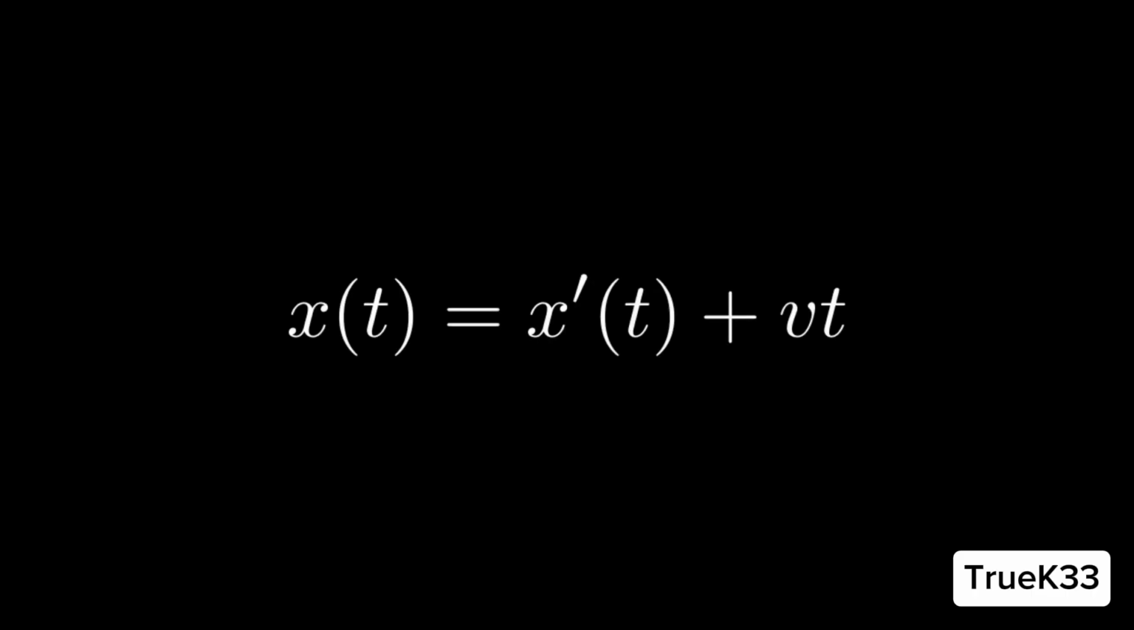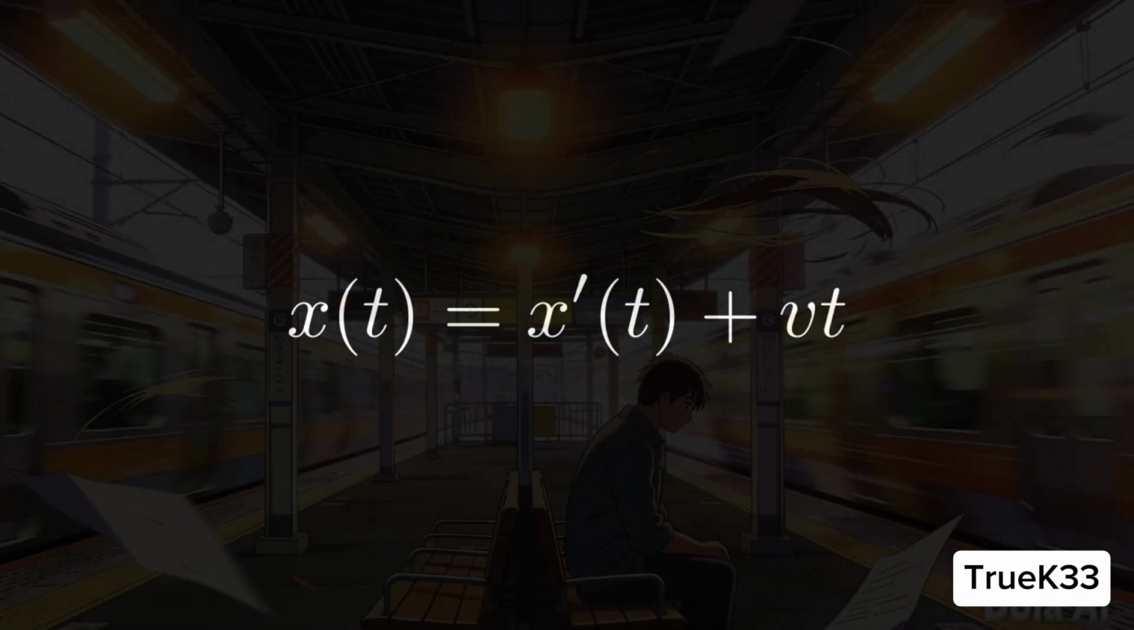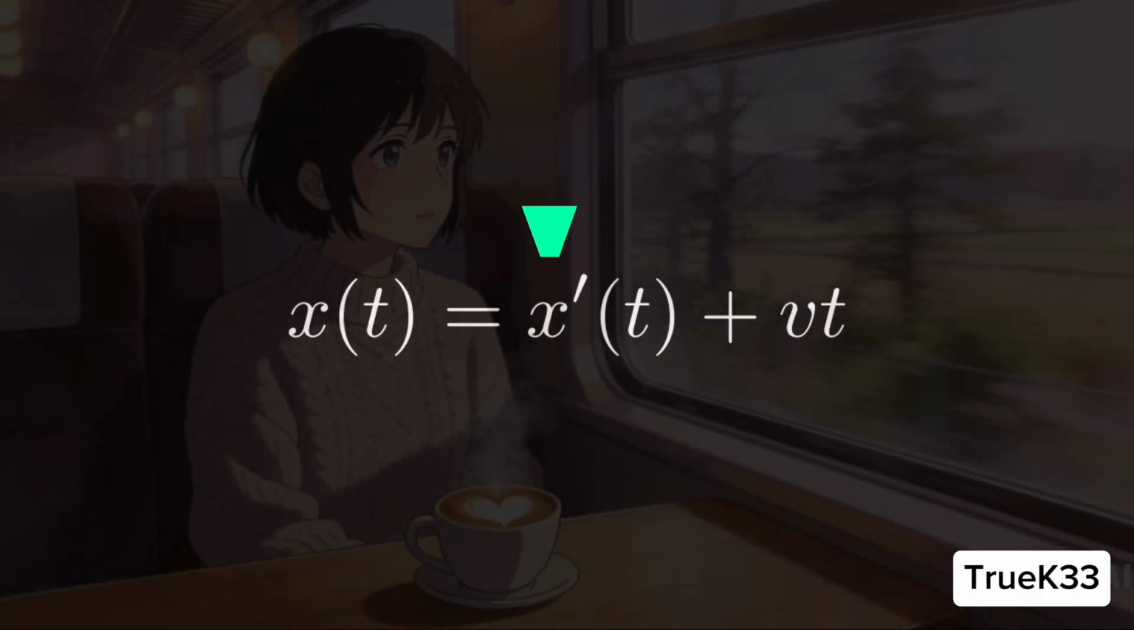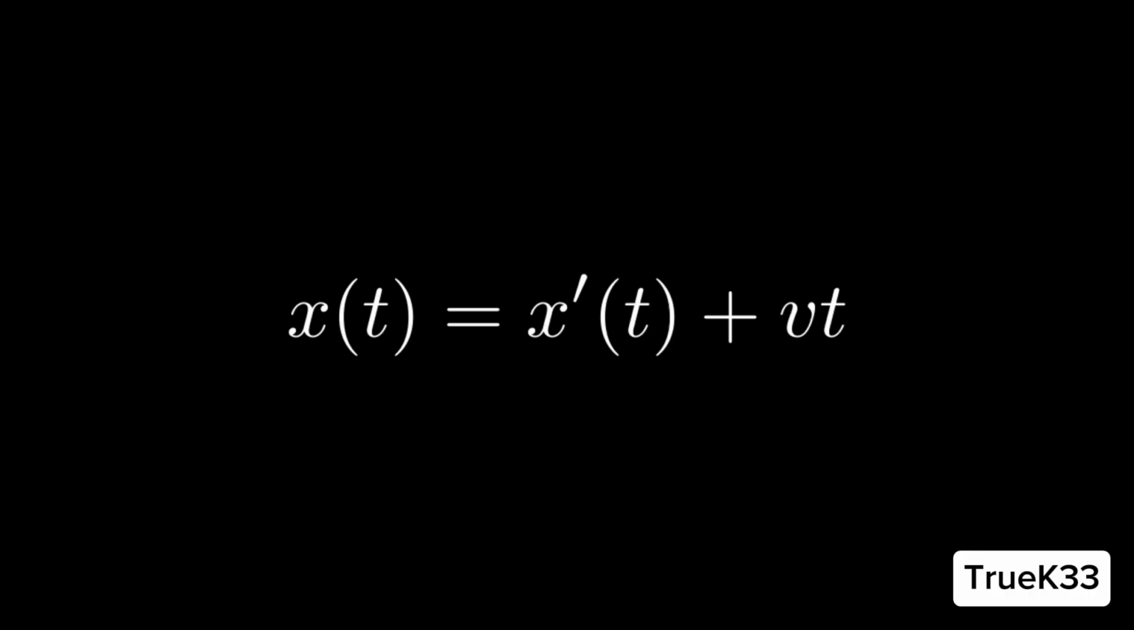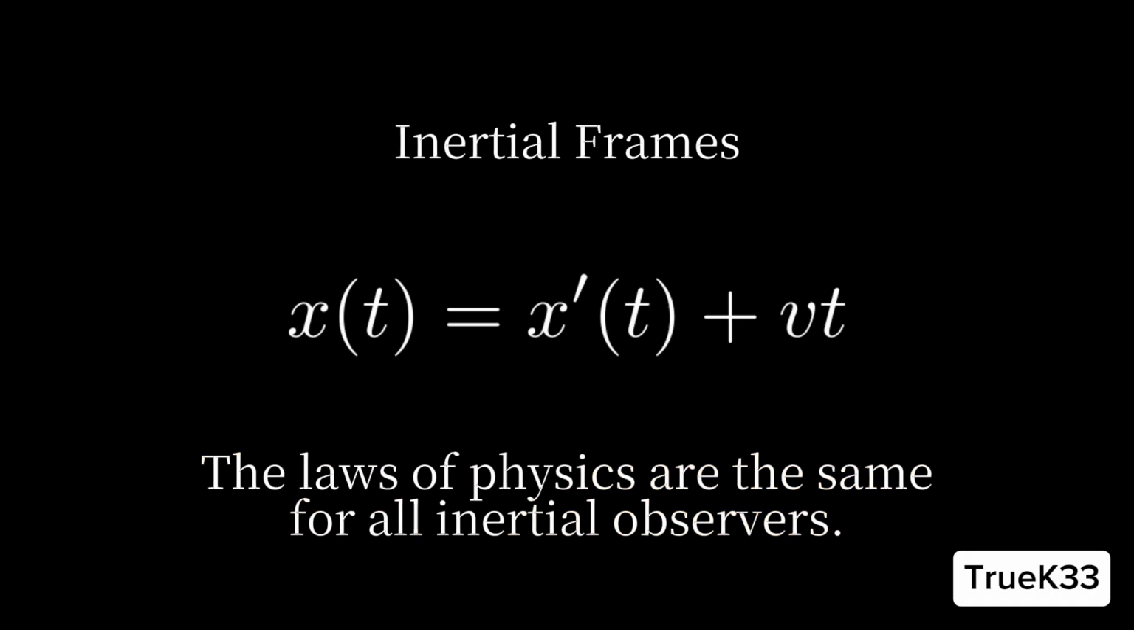The mathematical expression that relates these two frames is as follows. The distance x measured from the station is equal to the distance x prime measured inside the train plus the distance vt covered by the train. Assuming that the train's velocity v is constant, we have a special class of frames of reference called inertial frames. In this case, where the frame is inertial, the laws of physics are always the same.